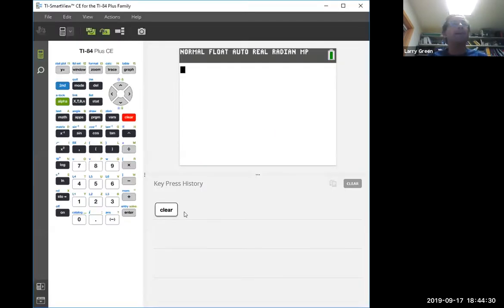Okay, do you guys recognize what I'm looking at? This is a computer version of the TI-84 calculator. I want to let you know this is the newer version of the TI-84. It's really confusing. I was so mad at TI when they did this.